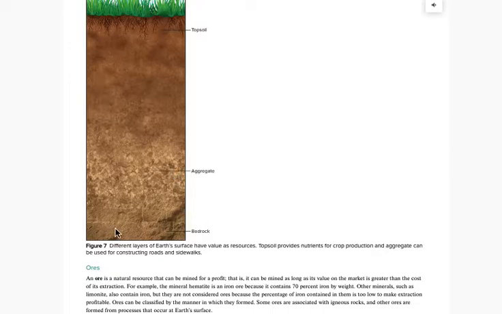Another source is bedrock, which is solid stone found underneath that. It can be granite, marble, or limestone. That is a solid rock that is cut out, which is the bedrock.